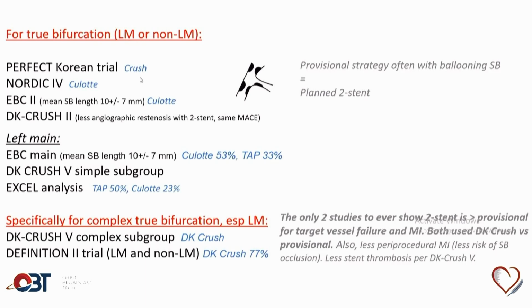But the DK Crush 5 and DEFINITION trials showed superiority of DK Crush compared to other stenting strategies, such as culotte or TAP, in complex lesions by definition criteria. The main purpose is that you should have a grip on any one of these bifurcation strategies and do the steps appropriately, and the end results will be good and the long-term outcome better. It's not necessary to stick to one trial or one procedure. We should get hold of all the basic steps of the main procedures, and then we can follow the techniques.